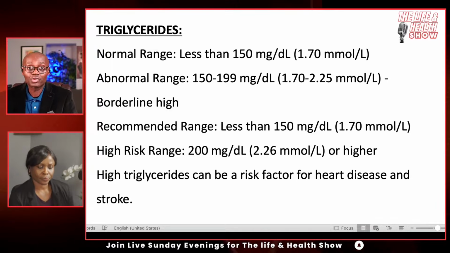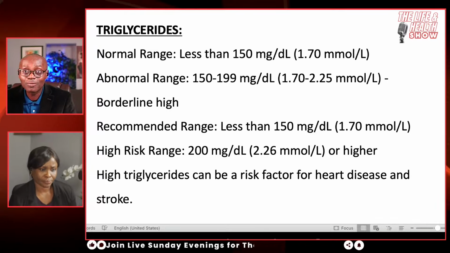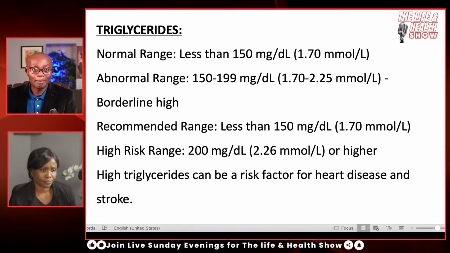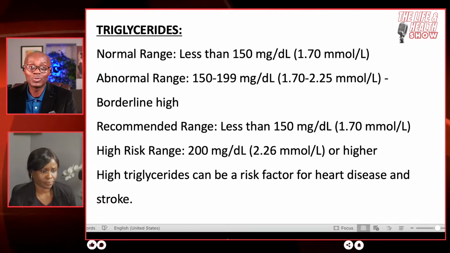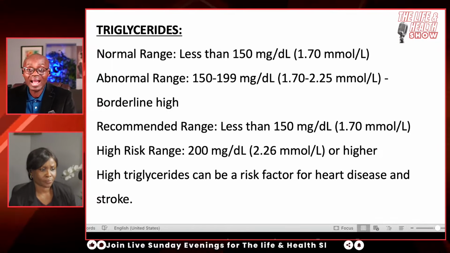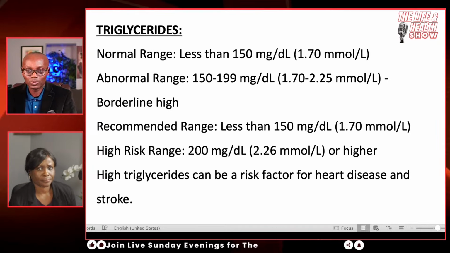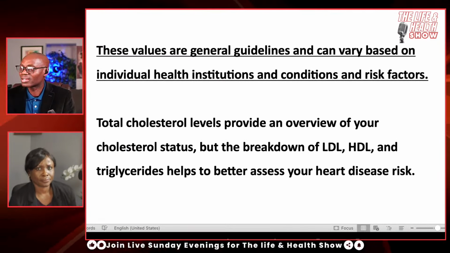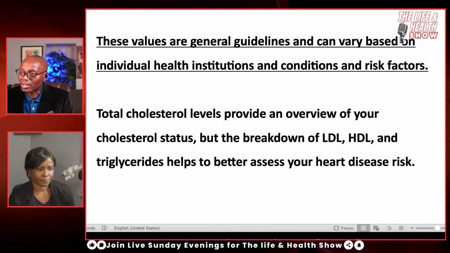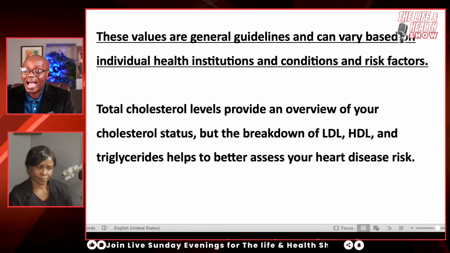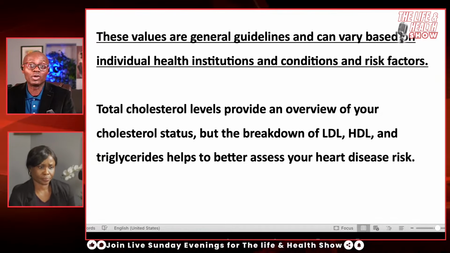All right. And again, high triglycerides can be a risk factor for heart disease and stroke. So not just the LDL, but if your triglycerides are high, you are at an increased risk for heart disease and stroke. So, young people who are watching, this is where we have to watch out. And I think that was it. But we have a note here to also say that these values are general guidelines and can vary based on your individual health. I think we've already made that point clear.